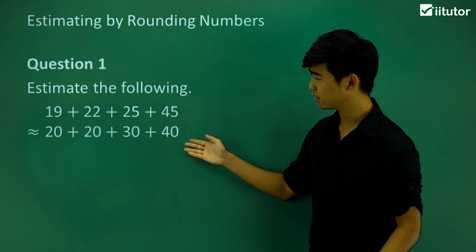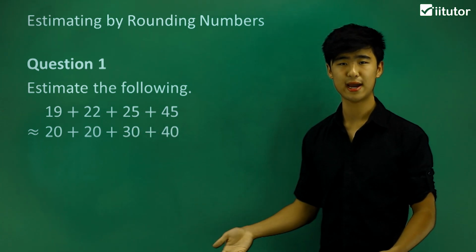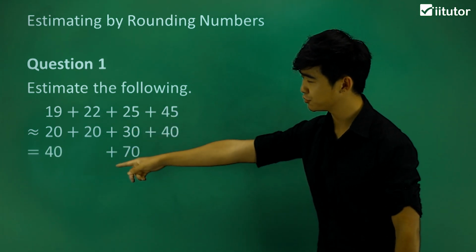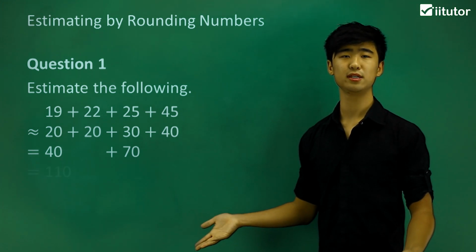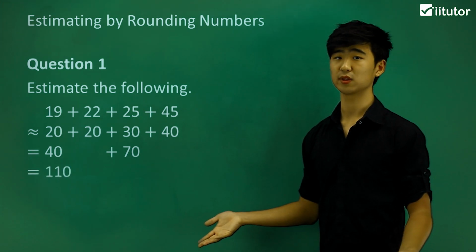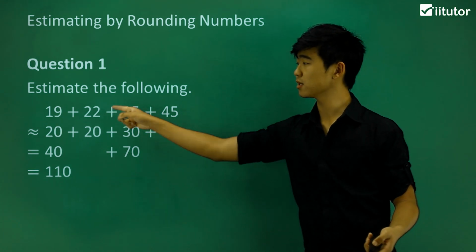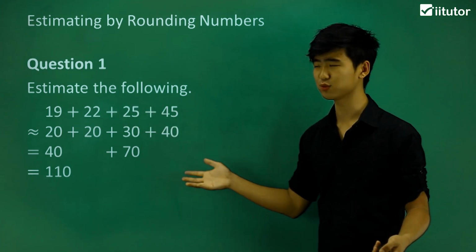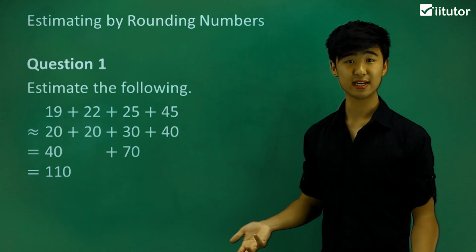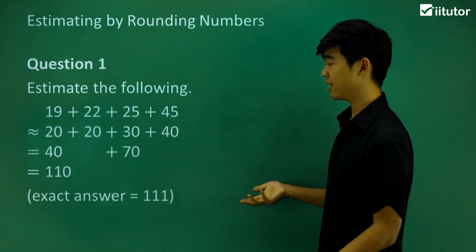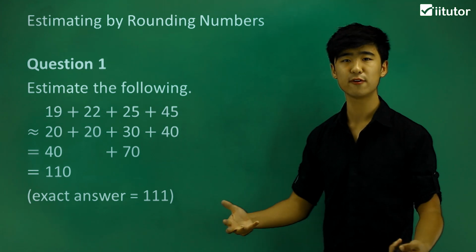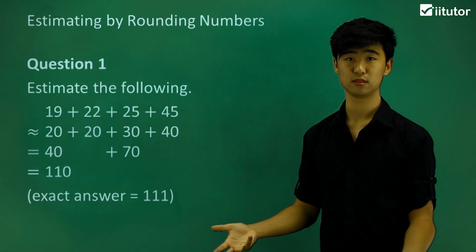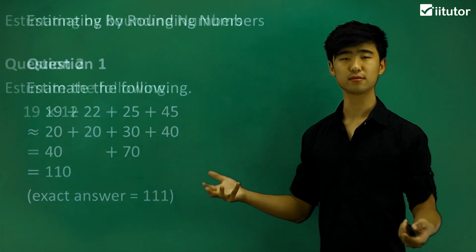Now we have a lot of easy numbers. Let's just try and add that. Those two give me 40, and these two give me 70, which gives me 110. Now I want you guys to just put that in your calculator and test what the actual answer is. And the exact answer happens to be 111. So you can see that we're very, very close. You can be very close when you're estimating numbers. So that's what we want to do.